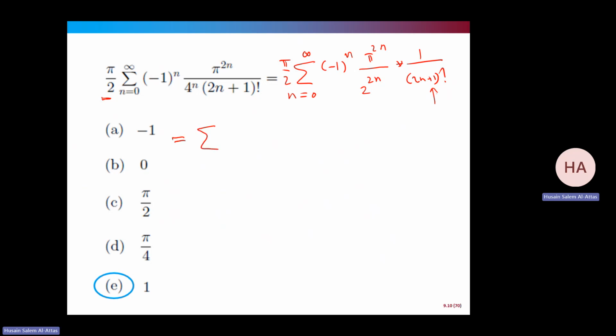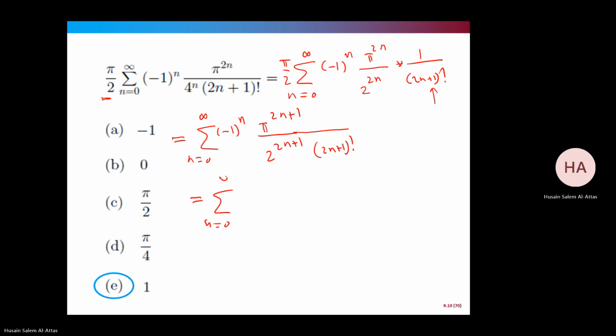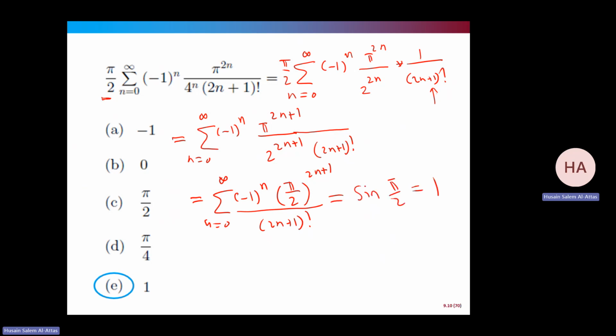Now I'm going towards sine. So I have n equals 0 to infinity, minus 1 to the power n, pi to the power 2n plus 1, 2 to the power 2n plus 1, and here I have 2n plus 1 factorial. In other words, I can rewrite it: minus 1 to the power n, (pi over 2) all to the power 2n plus 1 over 2n plus 1 factorial, which is directly sine pi over 2, which is 1. So let's do that.